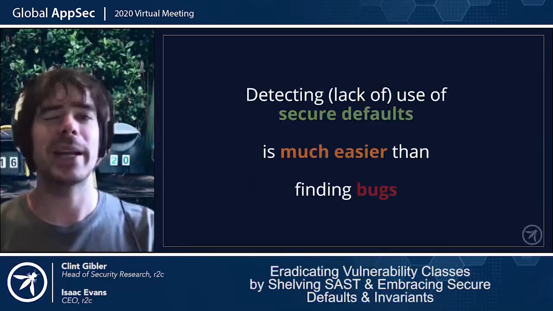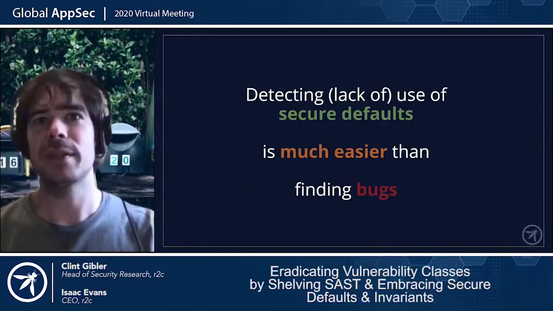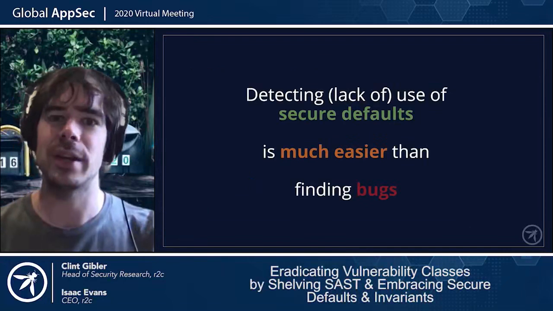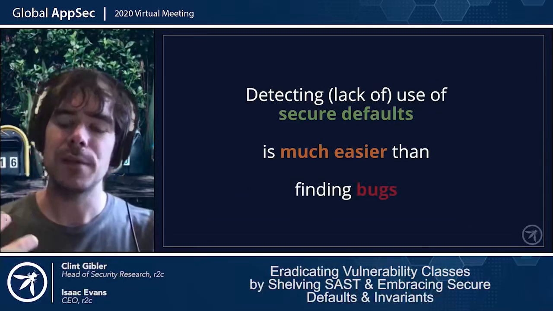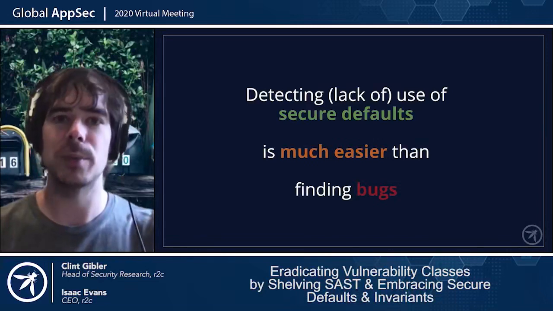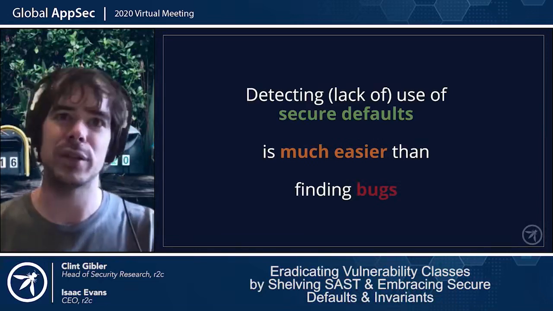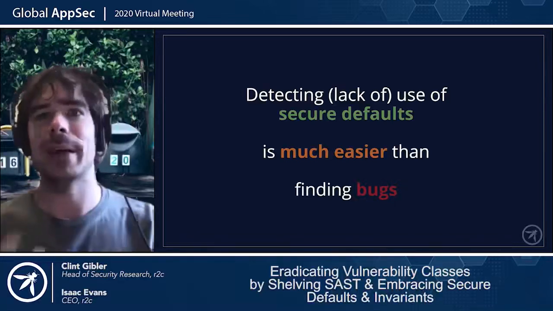And fundamentally, what I'm trying to get at here is detecting the use or lack of use of secure defaults is just so much easier than finding bugs. But if you have these strong secure defaults that make exploitable bugs impossible, or at least very difficult, then you don't necessarily have to find all the bugs because they just can't happen by construction.